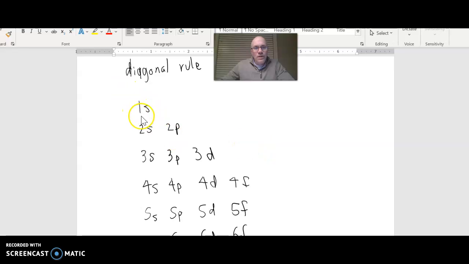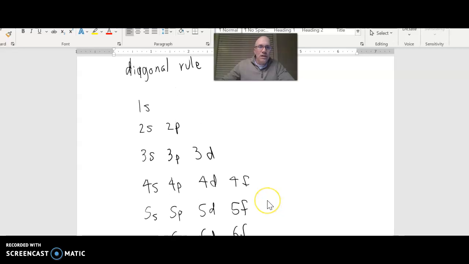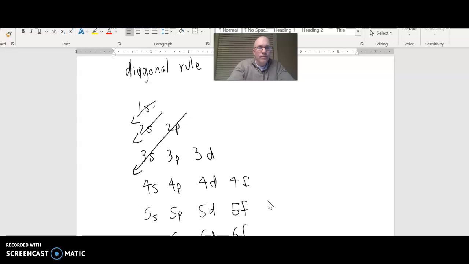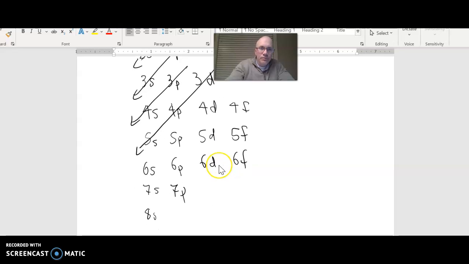What the diagonal rule is, it's just a way to remember this order. Using the diagonal rule, you first want to lay out things where you've got your s sublevels in this column, p here, d here, and f here. Remember, you add an additional level up until you get to 4, and then you just start writing down things. Then you're going to draw these diagonal arrows. And we can keep on going.